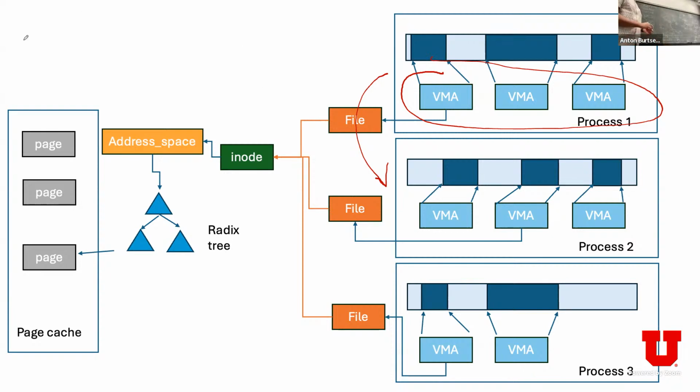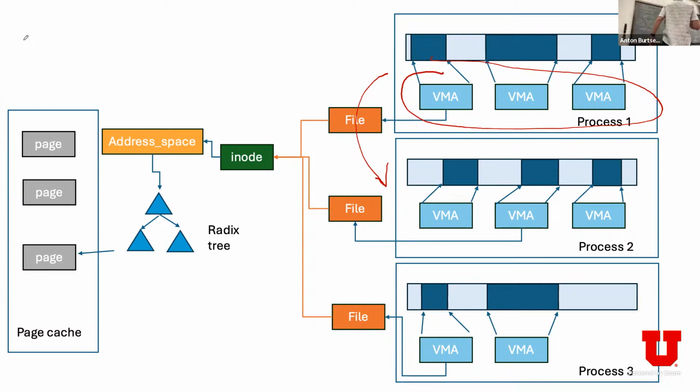And this anon VMA will be created for reverse mapping, making sure that later on we can understand, if we hit a page on a page fault, all the VMAs which are mapping this page, right? And I will explain why in a second.